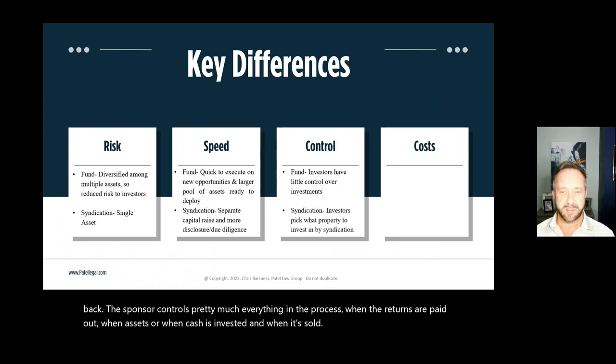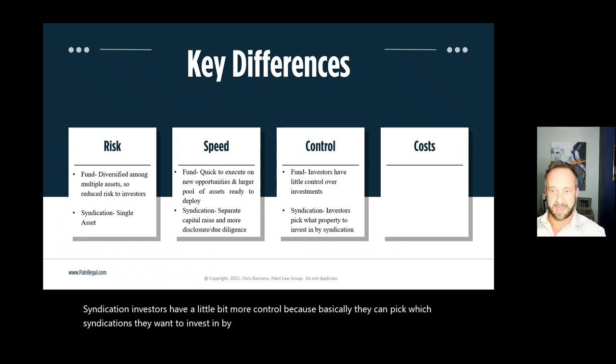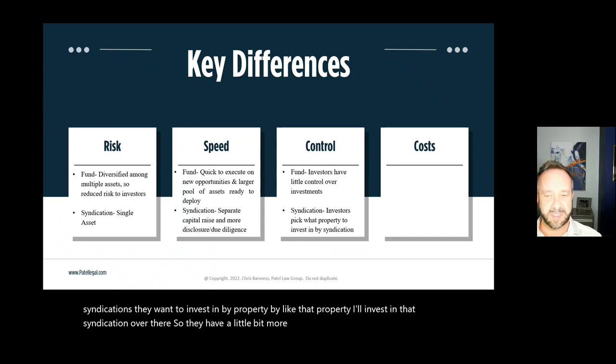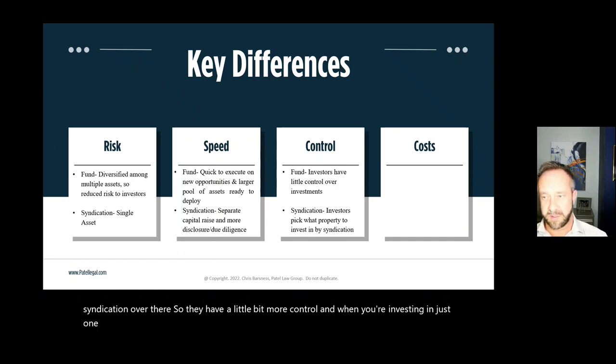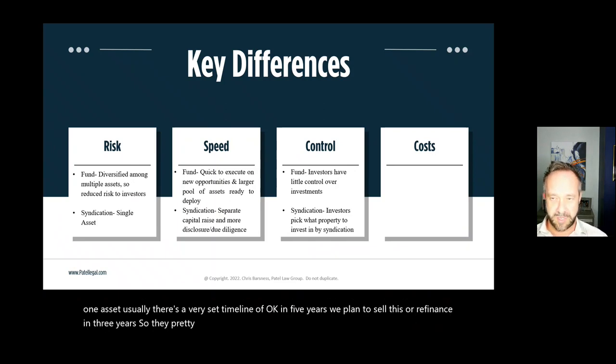In a syndication, investors have a little bit more control because they can pick which syndications they want to invest in by property. I like that property, so I'll invest in that syndication over there. And when you're investing in just one asset, usually there's a very set timeline of, okay, in 5 years we plan to sell this, or refinance in 3 years. So they pretty much know in general the time frame when they'll get their money out.